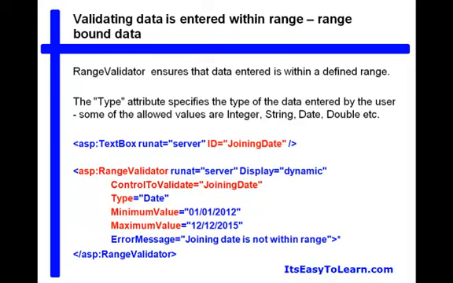Let's say we want to make sure the user enters data within a range. If we have a text box with ID as joining date and we expect the user to enter a date value, we would use a range validator and specify the minimum value and the maximum value. We also need to specify the type which is going to be used for the comparison. And then we have the error message which says joining date is not within range if the date falls either before or after the minimum and maximum value.